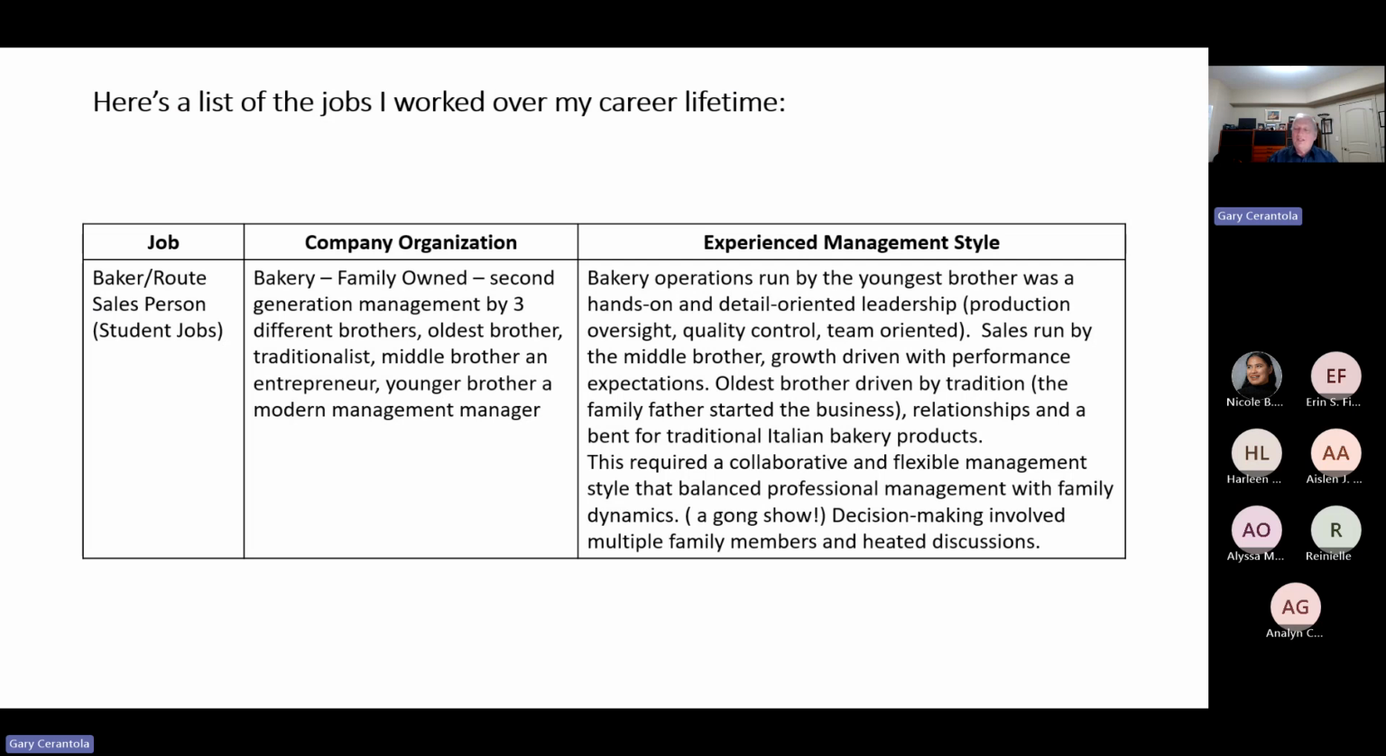And then the oldest brother was more driven by tradition, and was associated with the family father that started the business. He was more interested in the traditional bakery products, the artisan side of the business, and making it more appealing. So you needed a collaborative and flexible management style that balanced professional management with family dynamics. And I'll tell you, there were some pretty heated arguments, and it was a gong show at times. Decision making involved multiple family members and heated discussions, so it had to be run a lot differently.